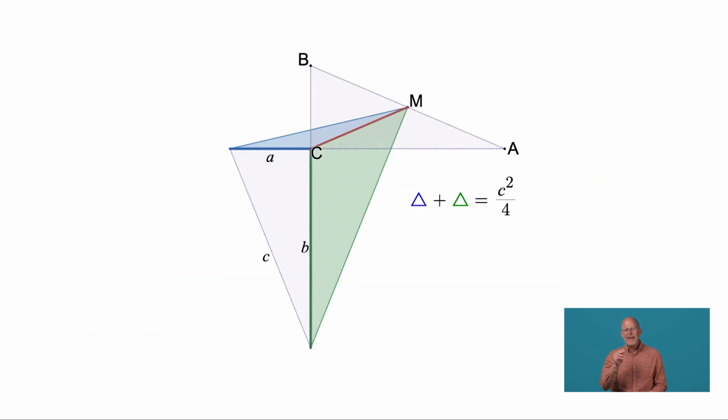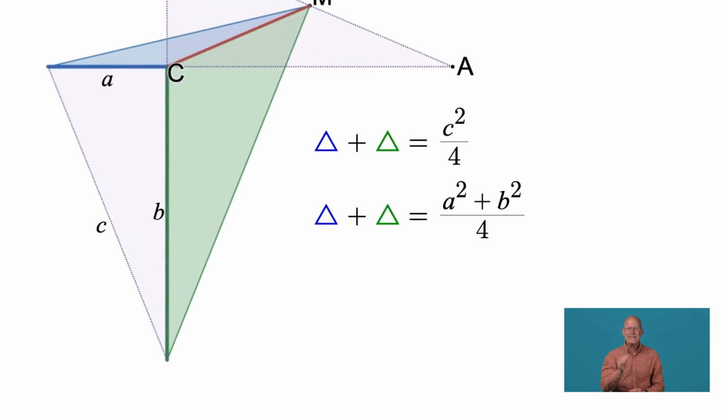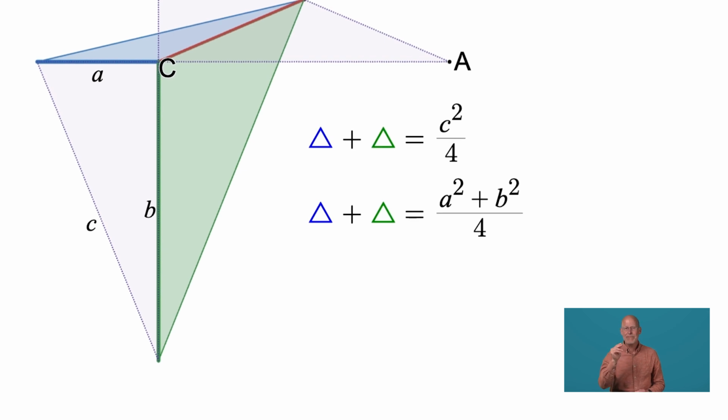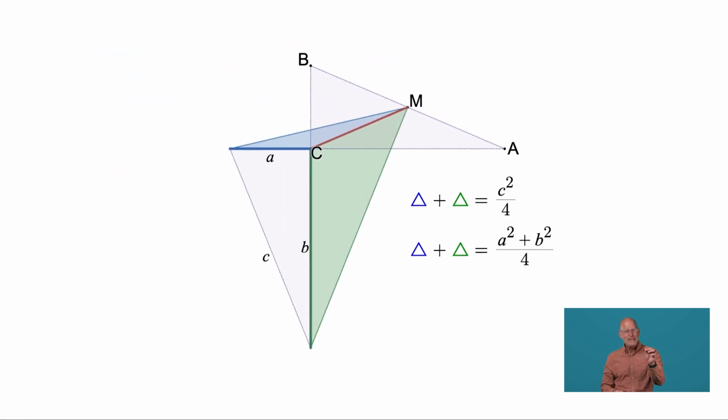Substituting into our triangle area formula, the area of the sum of green and blue is c squared over 4. And thus, we have created 2 expressions for the sum of the green and blue triangles, a squared plus b squared all over 4 and c squared over 4. And since their areas originate from the same 2 triangles, we can equate their expressions, multiply both sides by 4, and Ann makes history by proving a squared plus b squared equals c squared.